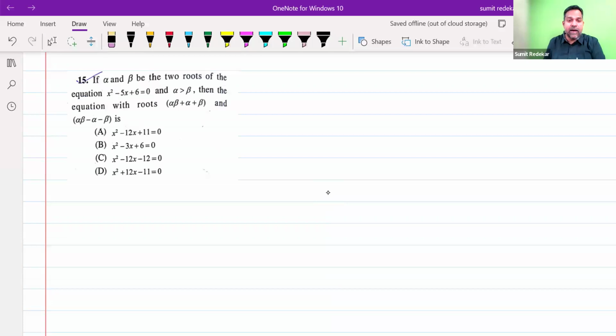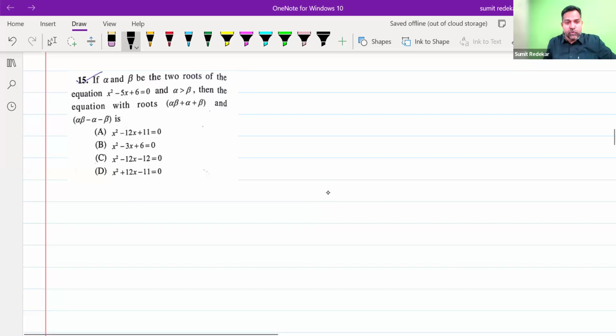If alpha and beta are the roots of the equation x square minus 5x plus 6, and alpha is greater than beta. Remember, we used to say there is no grading of alpha and beta. Anything can be called alpha, anything can be called beta. But here they are saying that if you find the roots, take the bigger one as alpha and the smaller one as beta. And then they want the equation whose roots are alpha beta plus beta and alpha beta minus beta.